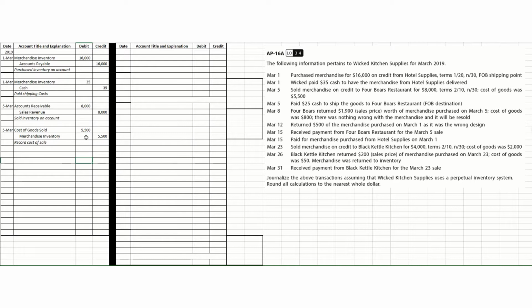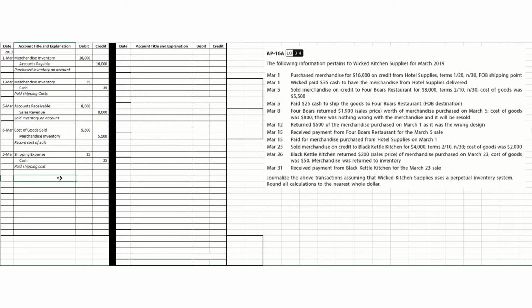March 5th, it says we paid $25 to ship the goods to Four Boars Restaurant. So in this situation, we paid this cost. We need to debit shipping expense and credit cash for $25 for the shipping costs that we paid.